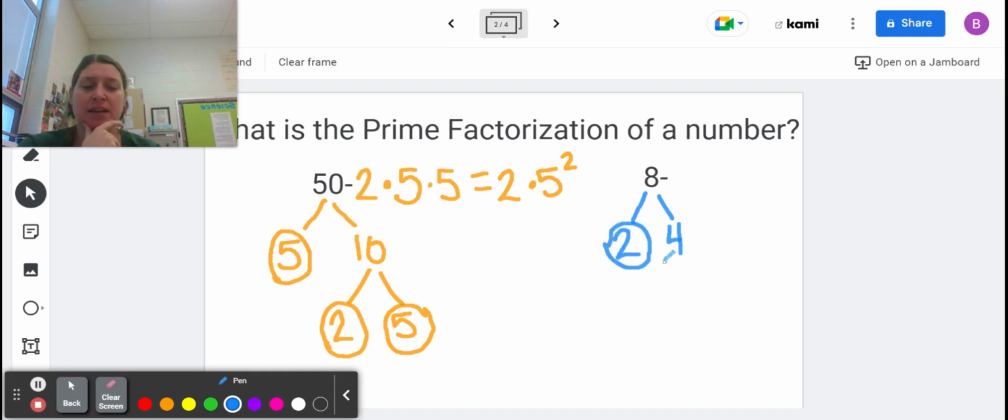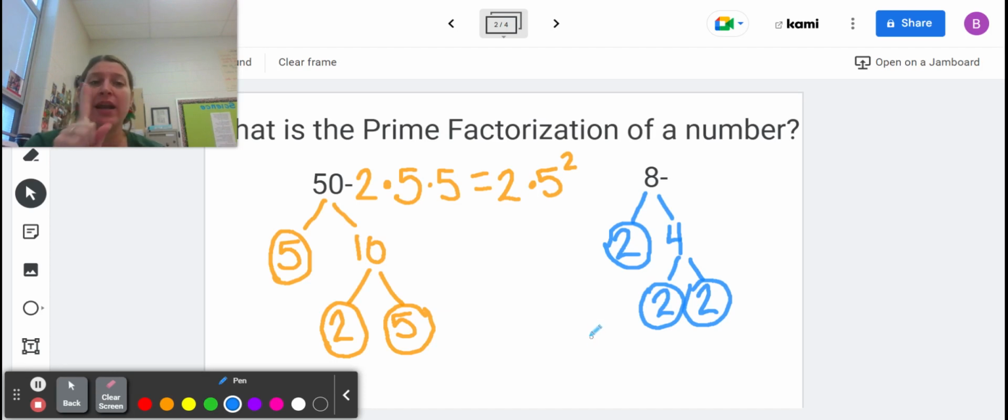4 is composite, so that means I need to break it apart into 2 other numbers. So I need to ask myself, what are 2 factors that I can multiply together to get to 4? That is not 1 times 4. So those 2 factors are 2 times 2. So then I need to ask myself, is 2 prime? We've already said yes. So I'm going to circle the 2's. Once I have circles on the end of every line, I know that I'm done and I have all prime numbers, and that's our goal.